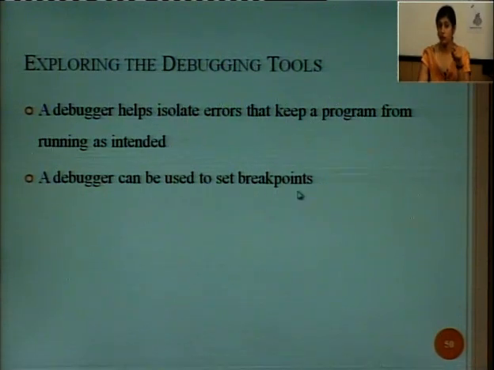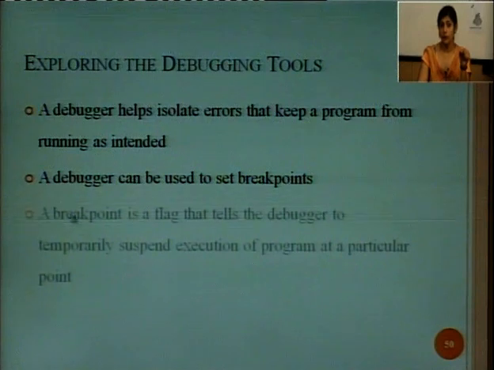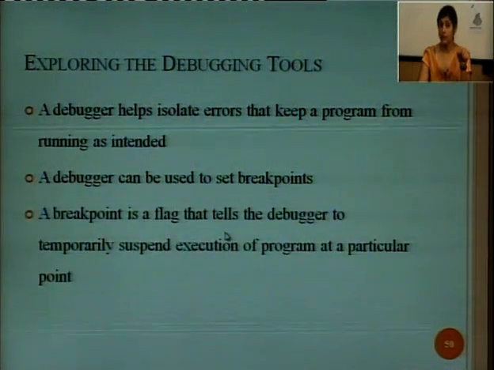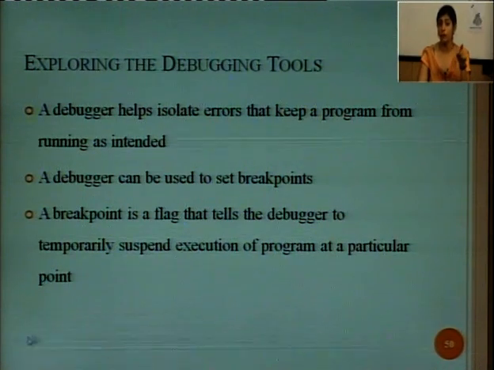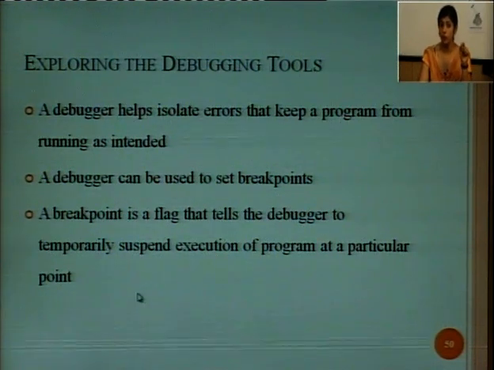Note down this, what is a breakpoint in VB.NET? Breakpoint means you can insert a breakpoint in your coding so that the execution of the program can be stopped at that breakpoint. Clear? A breakpoint is a flag that tells the debugger to temporarily suspend the execution of a program at a particular point.